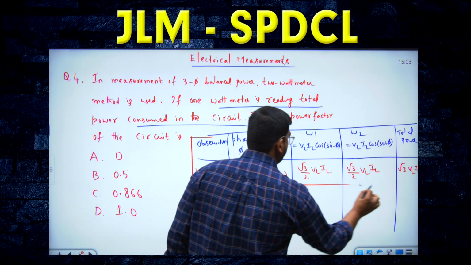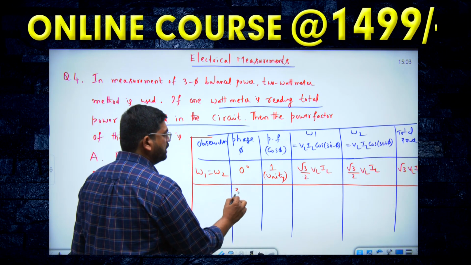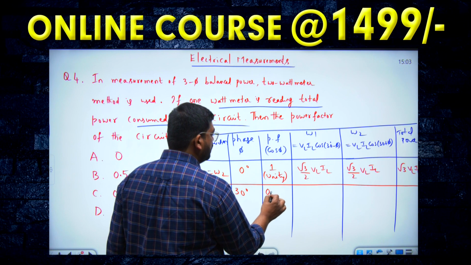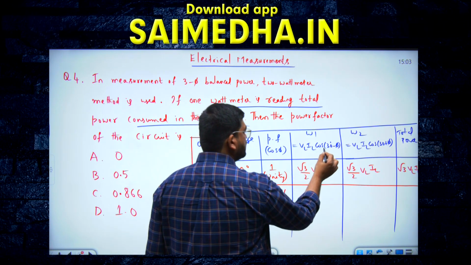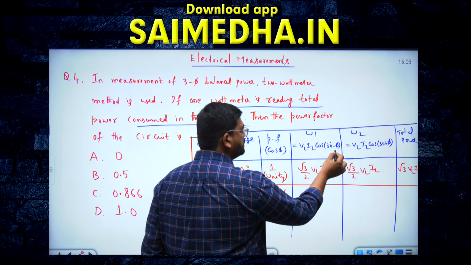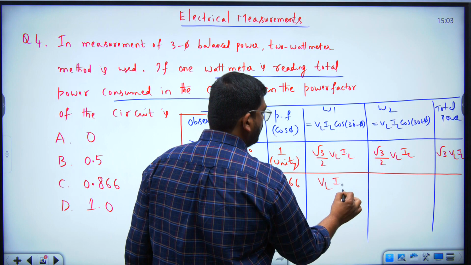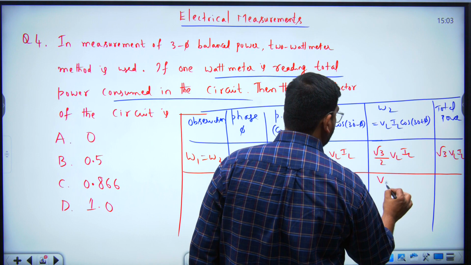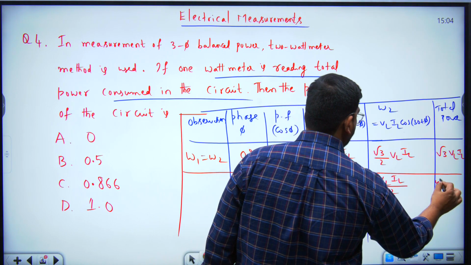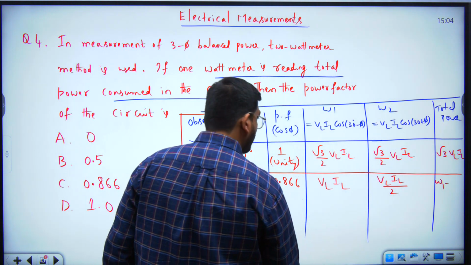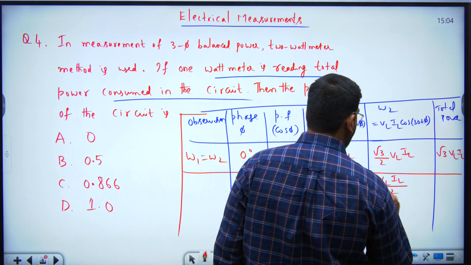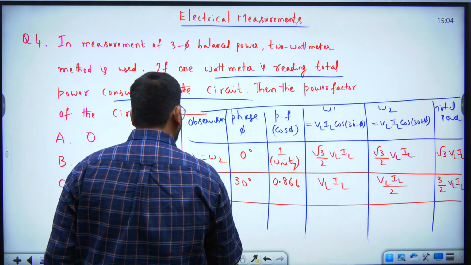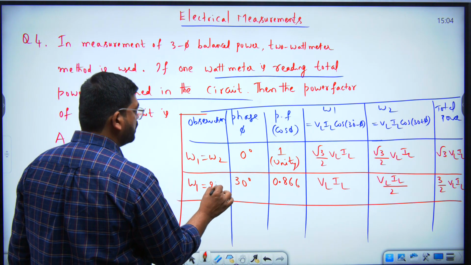Now if you move to the phase angle of 30 degrees, cos 30 means root 3 by 2, which is 0.866. So cos of (30 minus 30) is cos 0, which is 1, so VL IL. The next reading is VL IL cos of (30 plus 30), cos 60, which means 1 by 2, so VL IL by 2. The total is 1 plus 1 by 2, which means 3 by 2 VL IL. So what will be the observation here? One wattmeter reads two times the other one.